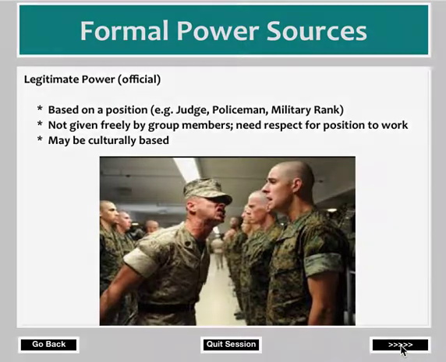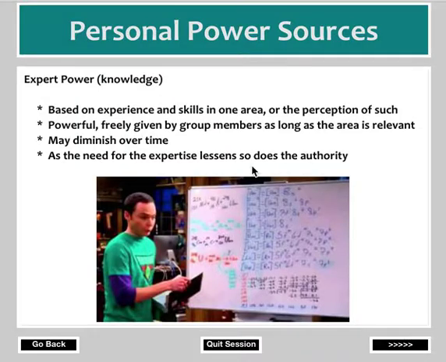Now, in terms of the personal power bases, there is expert power, or power that's based on knowledge, experience, and skill in one area, or the perception of that. People may have a perception that you're an expert and will then treat you like an expert. This is a very powerful form of social control. If the individuals that you supervise see you as an expert, they will freely give you social control, as long as the area of your expertise remains relevant to them. It's possible it could diminish over time.